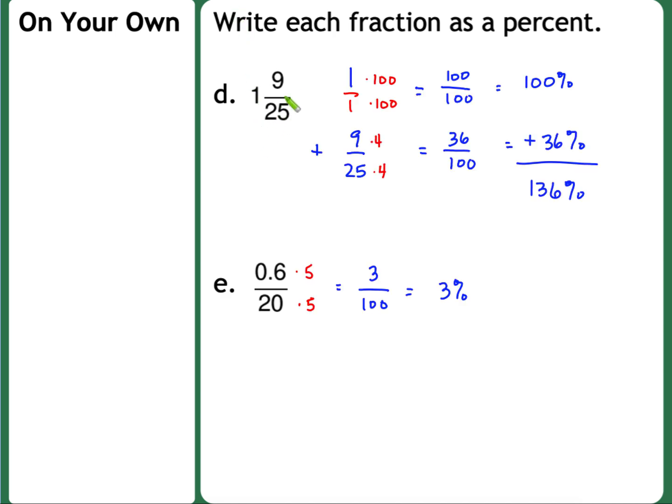All right, so use these as a model for these next two. All right, so 1 9/25ths is 136%. And then 6/10 over 20 is equivalent to 3%. All right, so use these examples and on your own as a guide as you work with percents and fractions.